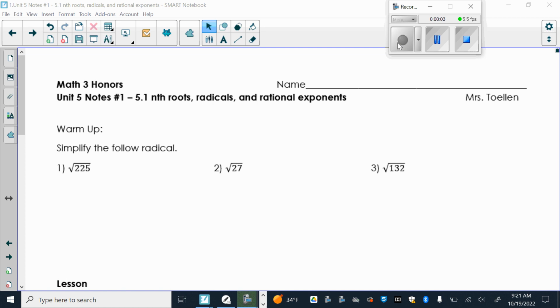Everybody. So today we are starting our first set of notes, which is section 5.1, which is all about the nth roots, radicals, and rational exponents. So as a warm-up, please complete problems 1, 2, and 3. So pause the video because I'm going to show the answers in 3, 2, 1.